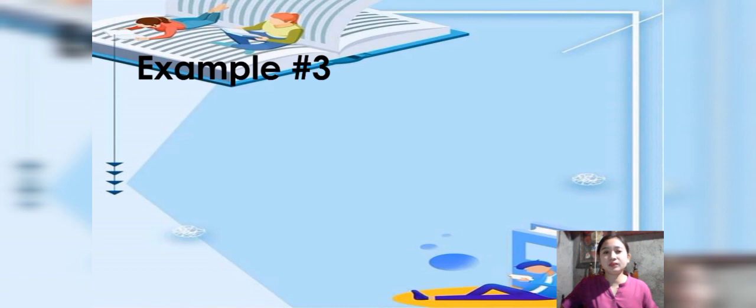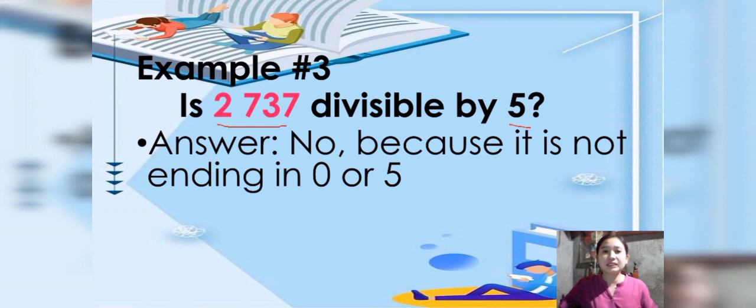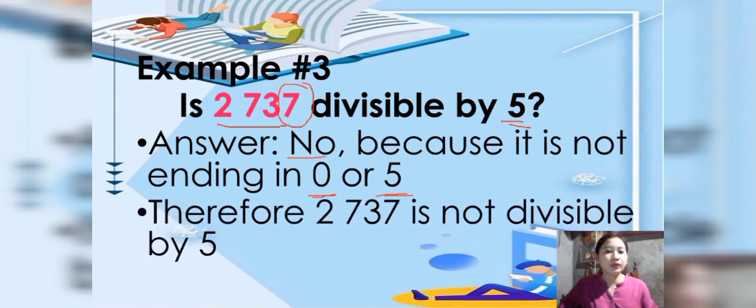Let us now proceed to our third example. Is 2737 divisible by 5? The answer is no. Why? Because it is not ending in 0 or 5, meaning to say the digit in the ones place is not 0 or 5. That's why it is not divisible by 5. Therefore, 2737 is not divisible by 5.